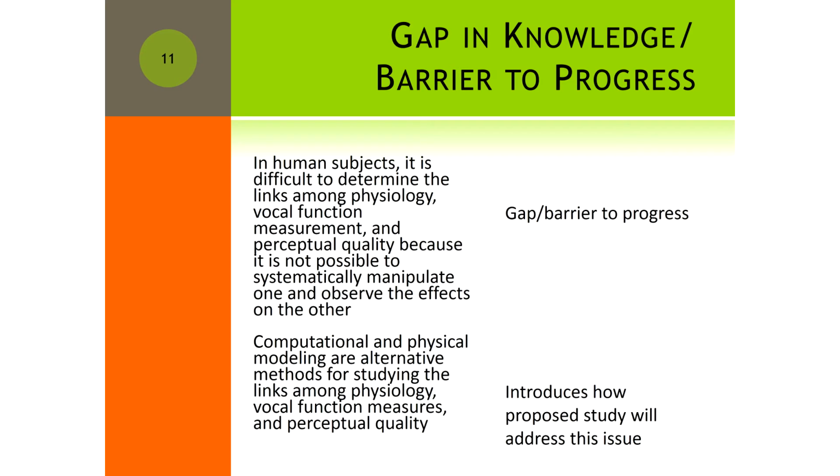So here are a couple of examples to highlight the gap in knowledge or barrier to progress. So I'll give you just a second to read this. So can you easily pick out the gap or barrier to progress in this first paragraph? I think the problem is it's difficult to determine the links among physiology, vocal function, measurement, and perceptual quality. And it says not only that it's a problem, but explains very quickly and concisely why it's a problem.